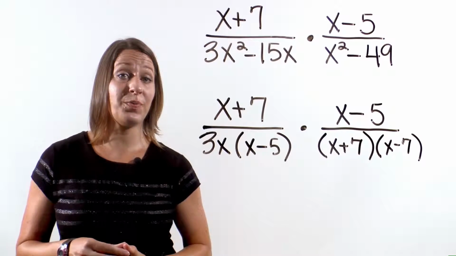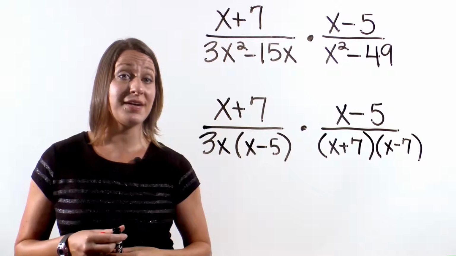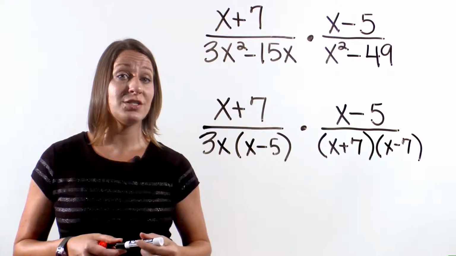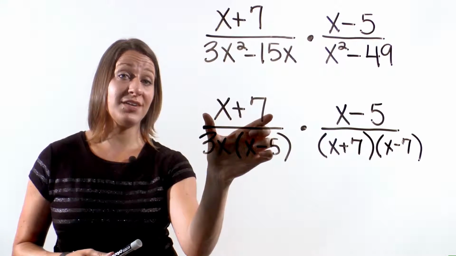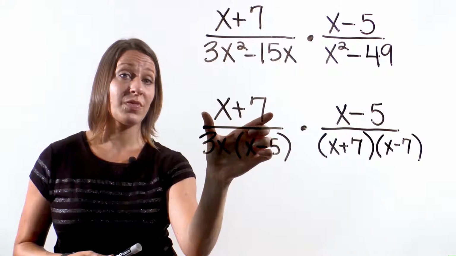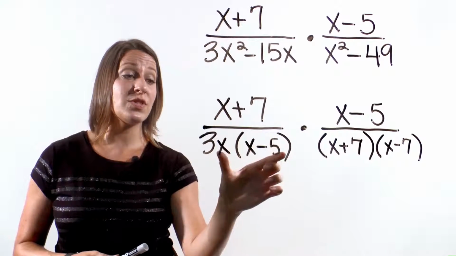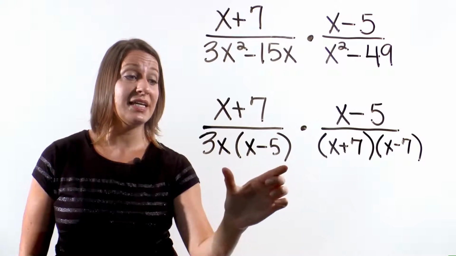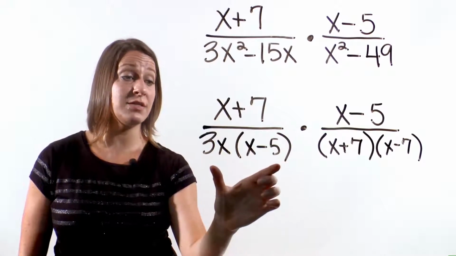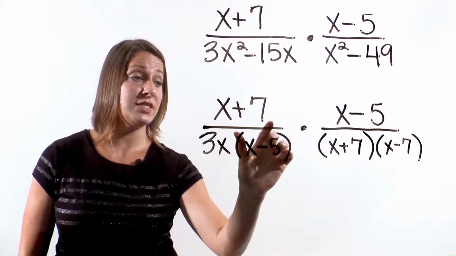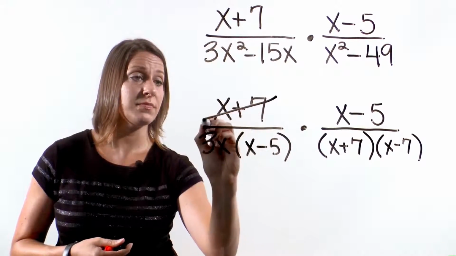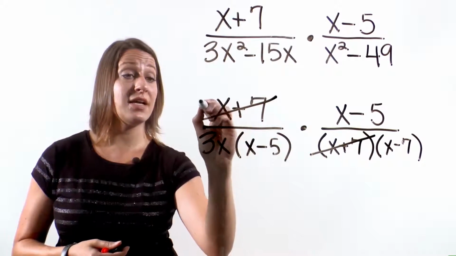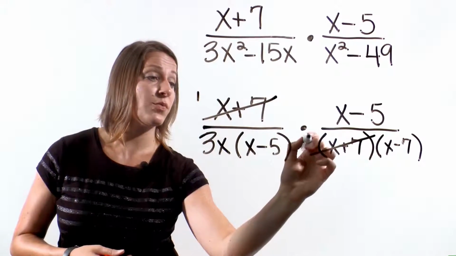Now if you take a look at your problem, you may see that you do have some matching binomials. So let's start canceling. We have an x plus 7 in the numerator, and it can cancel with an x plus 7 in either denominator. It doesn't matter which denominator. If you see on the far side, there's an x plus 7. So it can cancel, leaving us with a 1.